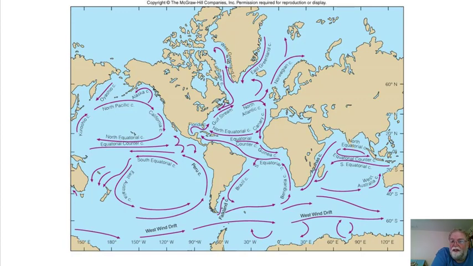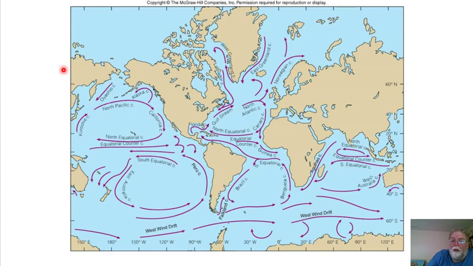And you can see here that in the northern hemisphere, they go mostly clockwise, and in the southern hemisphere, they go mostly counterclockwise. There's an exception here, the Alaska Current goes the quote-unquote wrong way, and we'll talk a little bit about that. But mostly clockwise in the northern hemisphere and counterclockwise in the southern hemisphere. And this is a very simplified diagram of all this. It's actually much more complicated than this, but this gives you the general idea.